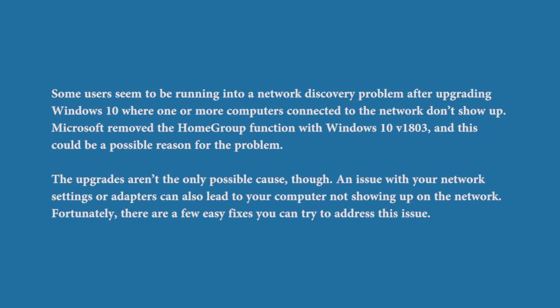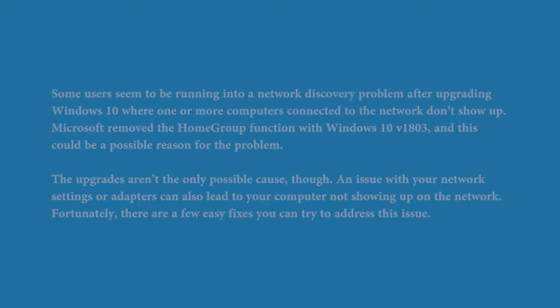Some users seem to be running into a network discovery problem after upgrading Windows 10 where one or more computers connected to the network don't show up. Microsoft removed the homegroup function with Windows 10 v1803, and this could be a possible reason for the problem. The upgrades aren't the only possible cause, though. An issue with your network settings or adapters can also lead to your computer not showing up on the network. Fortunately, there are a few easy fixes you can try to address this issue.